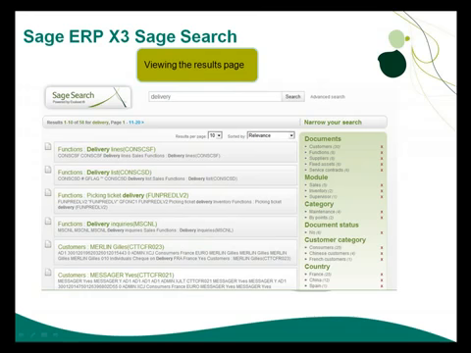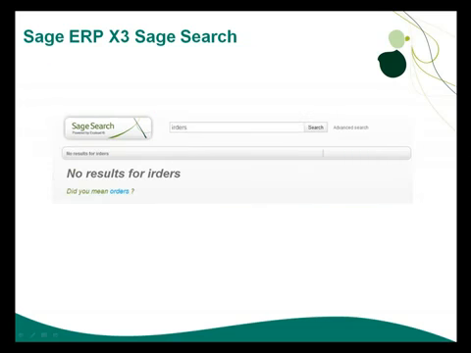Sage Search displays a results page with a total count of hits by object category. You can use these categories to refine your search. Filtering is performed at search time based on user profile access to objects. Sage Search can also propose new search text. For example, if you accidentally misspelled orders, the system will ask you if what you really meant to enter was orders, as shown here.